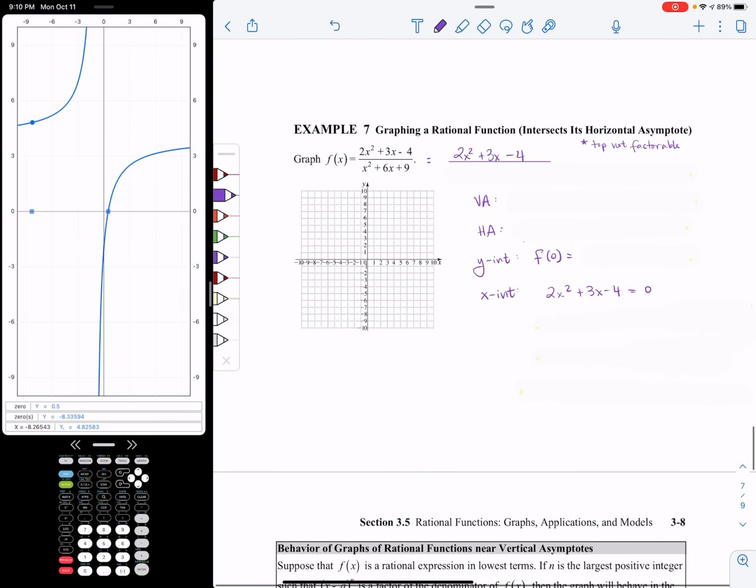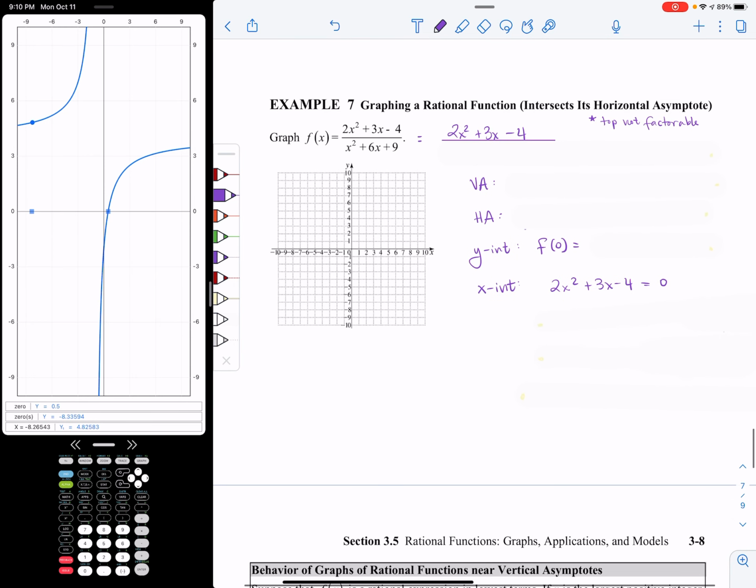Okay, example number 7. So once again, when you're dealing with example number 7, the first thing you want to do is factor as far as you can. But what I noticed on this one is that the bottom is factorable. The top cannot be factored. So I only factored the denominator. So I have a vertical asymptote. It's going to be at x equals -3.